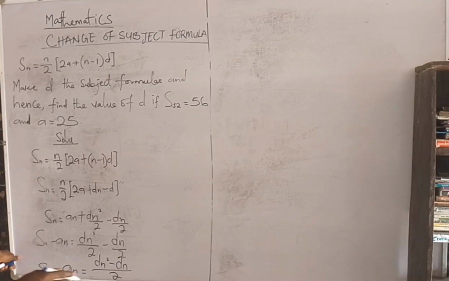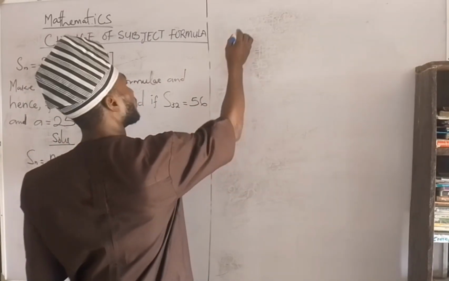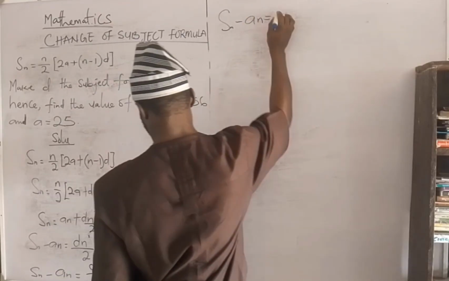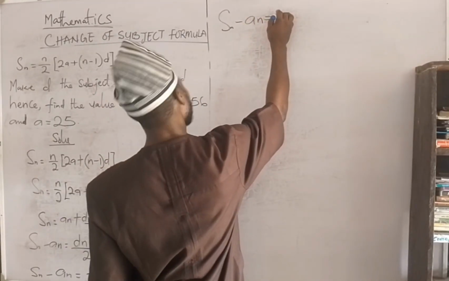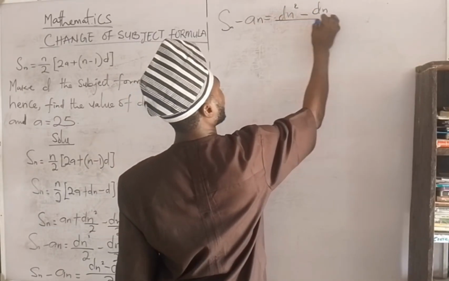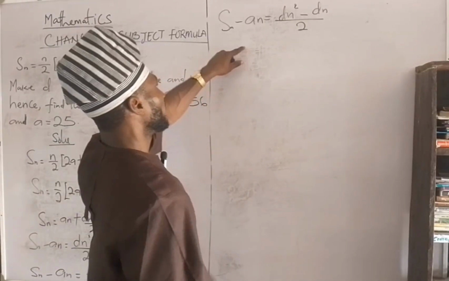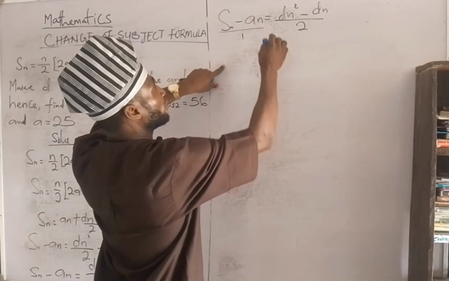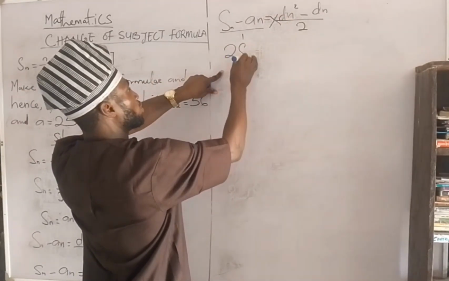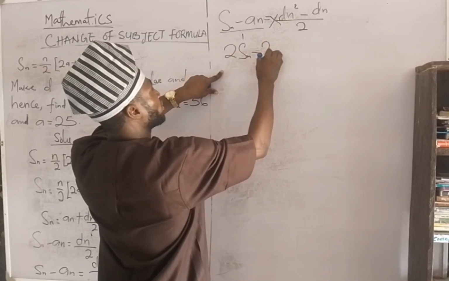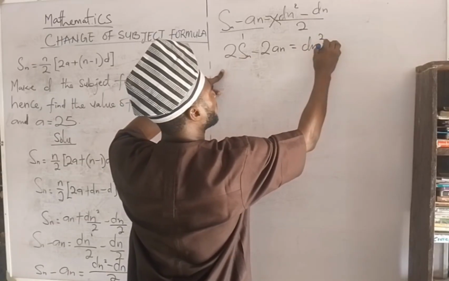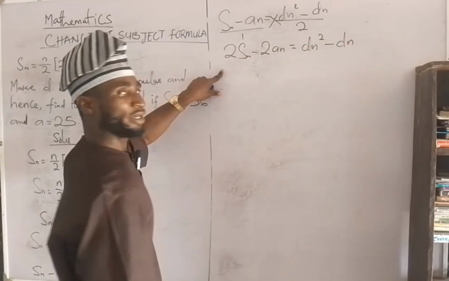So let's continue from the other side of the board. Sum of term minus an is equal to dn square minus dn over 2. So at this point, this is the same thing as over 1. We are going to cross multiply, and that will become 2Sn minus 2an is equal to dn squared minus dn.